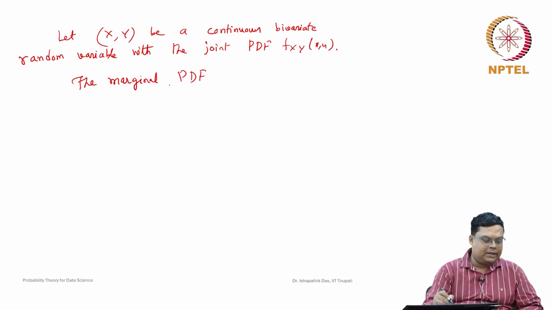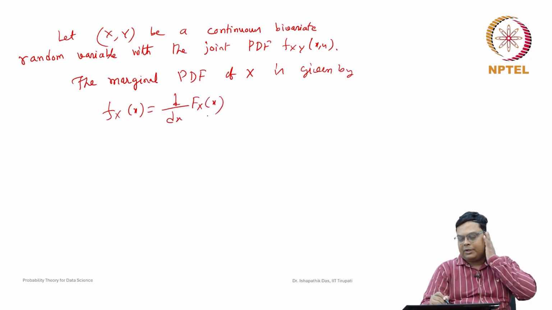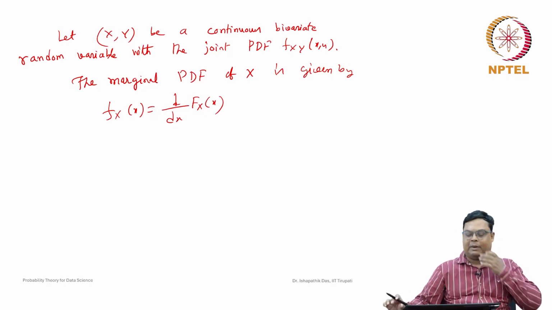So, the marginal probability density function of X is given by, you can remember how we find the marginal probability mass function of X: you take the sum over the other variable. Here, the marginal probability density function f_X(x) is nothing but d/dx of F_X(x). So, this is the probability density function.